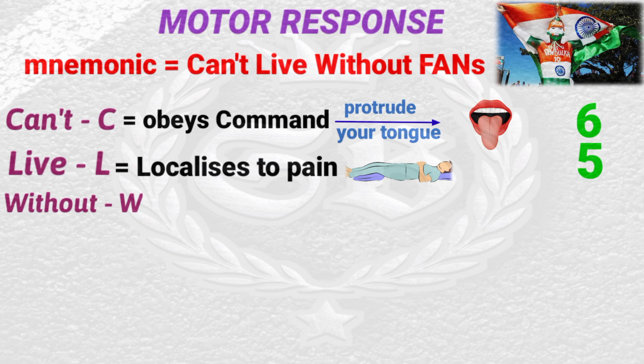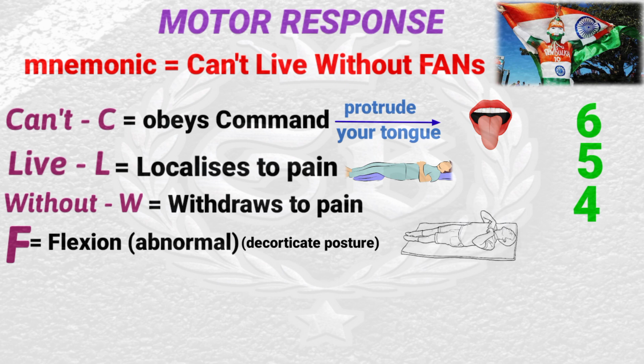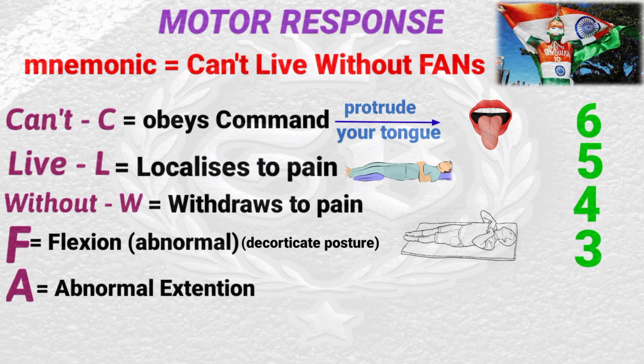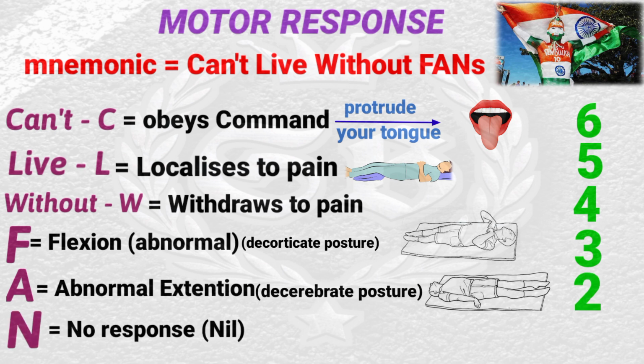W in without stands for withdrawal to pain, then motor score is 4. F stands for abnormal flexion, which is also called decorticate posturing. You can see in this picture, the motor score is 3. A stands for abnormal extension, also called decerebrate posturing. You can see in this picture, the motor response is 2. N stands for no response, so motor response is 1.